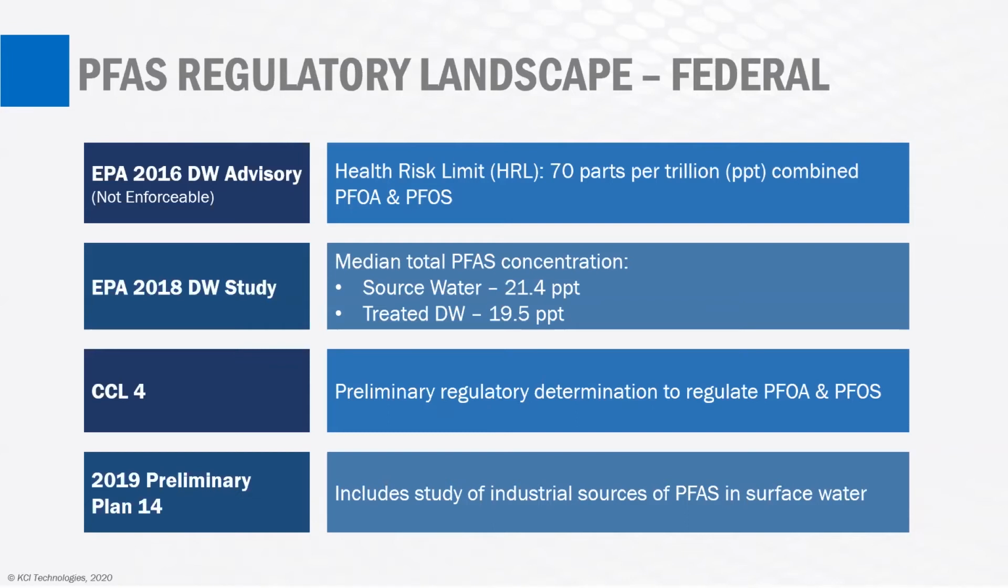So looking back to 2016, this is going to be on the drinking water side because that's where most of the activity is happening. I believe it's primarily because drinking water is the primary pathway of exposure for people right now. Back in 2016, EPA issued a drinking water advisory. This is an advisory, not an enforceable standard, but they said at that time, we recommend a maximum exposure of 70 parts per trillion of these two combined chemicals, PFOA and PFOS.